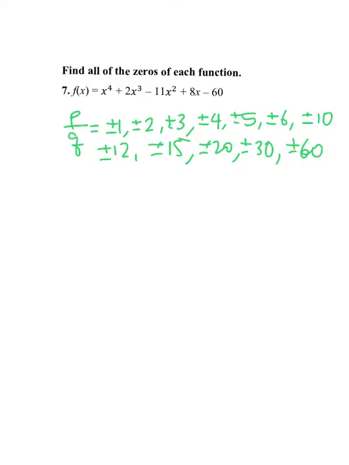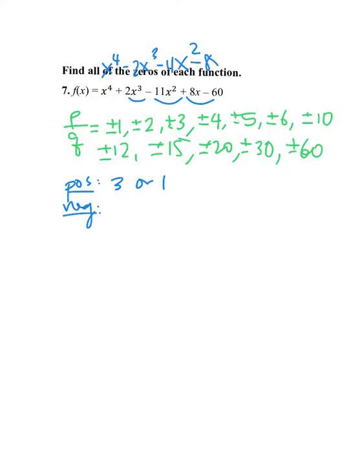Okay, using Descartes' rule of signs, let's look for positives and negatives. I see 1, 2, 3 sign changes, so we have 3 or 1. For the negative, this is going to be x to the 4th minus 2x cubed minus 11x squared minus 8x minus 60. So we have 1 sign change. So there's going to be 1 negative.